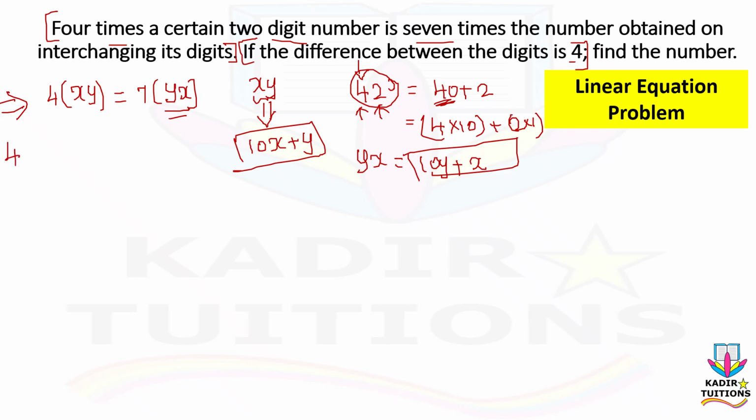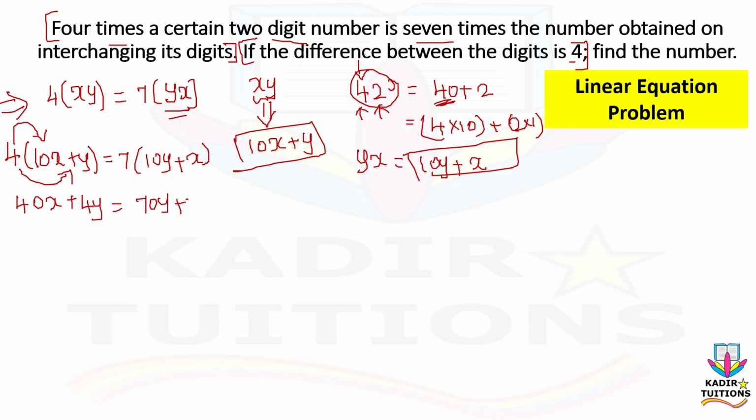So now we can write this as 4 into 10x plus y. Then only it will work with the values. Otherwise we can't solve this. So 7 into 10y plus x. This is the proper way of writing any unknown number, right? Yes. So now we are going to solve this. What we will get: 40x plus, we are going to multiply this 4 with each term along with the sign, 4y equal to 70y plus 7x.